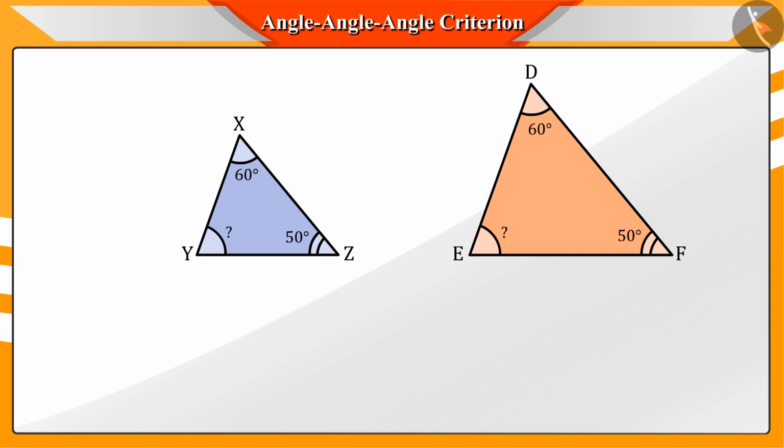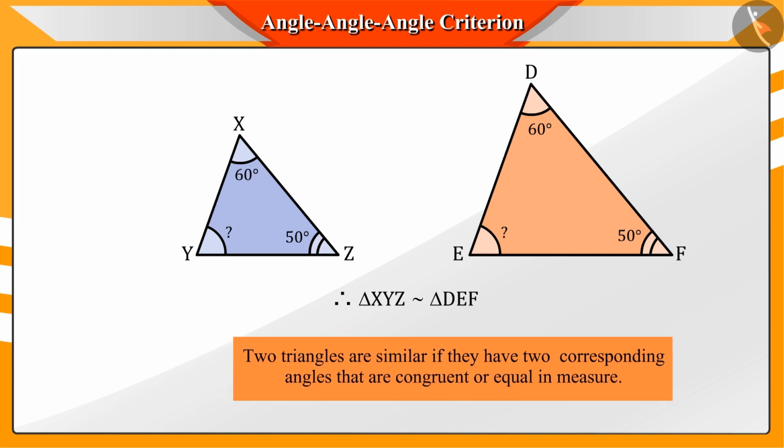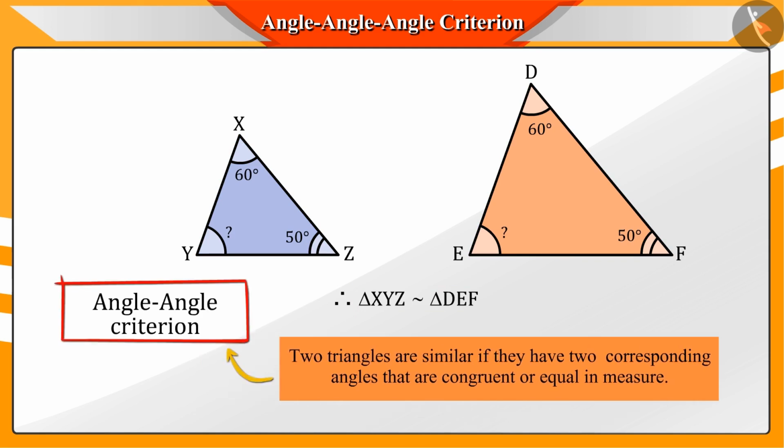If we observe this example, then we'll see that in two triangles, if any two corresponding angles are the same, then their third corresponding angle would also be the same. Hence, we can conclude that two triangles are similar if they have two corresponding angles that are congruent or equal in measure. We call this the AA criteria for similarity of triangles.